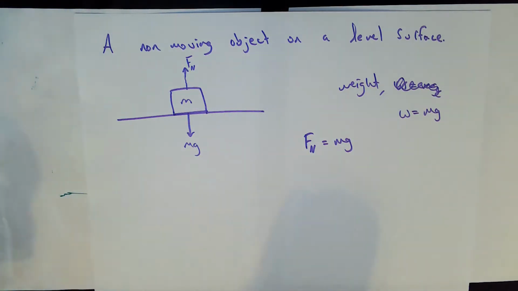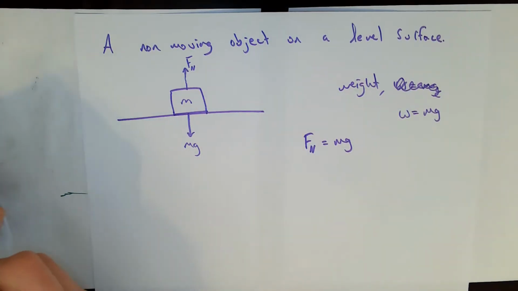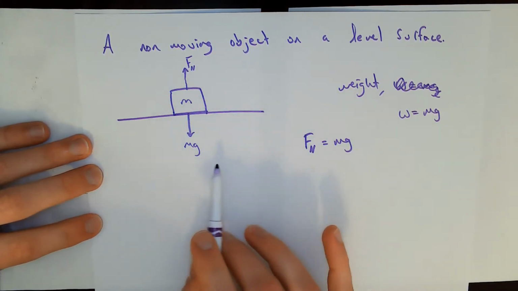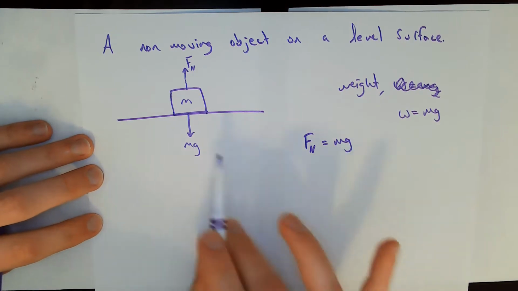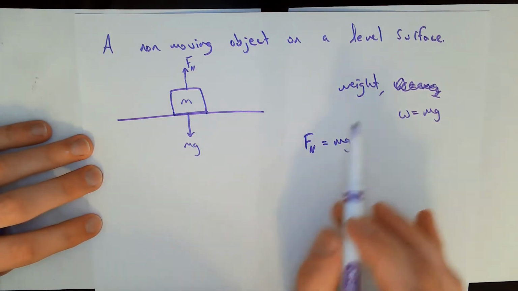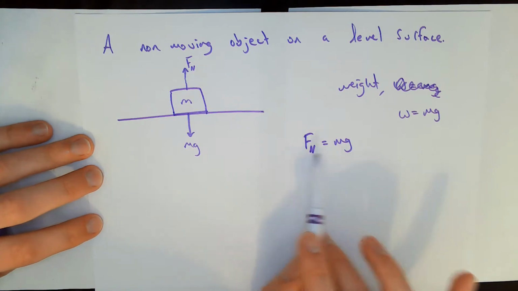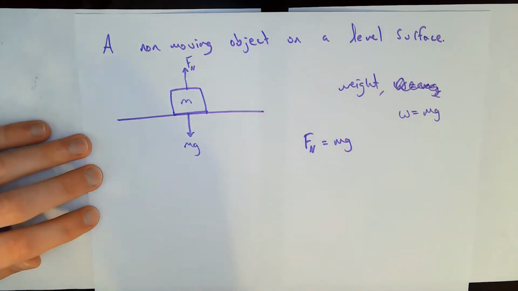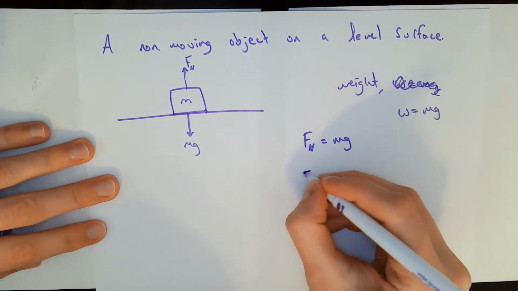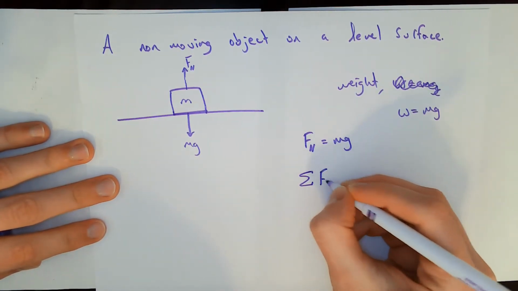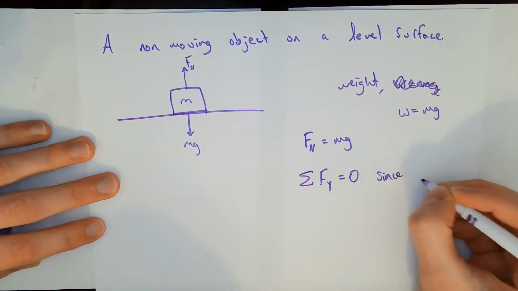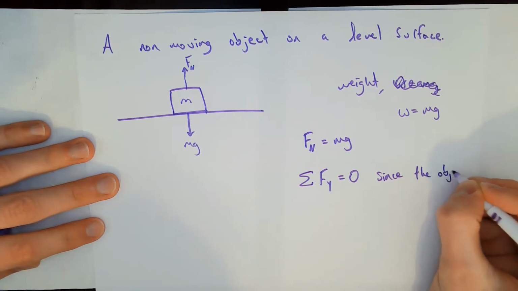Okay, so where is this coming from though? It's pretty easy, I think, to see this relationship, and you're probably pretty comfortable with this by now, seeing from the picture and understanding that it's on a level surface that we have this relationship between the normal force and the force of gravity. But recall that this is coming from noting that the sum of the forces in the y direction is equal to 0, since the object is not accelerating in the y direction.